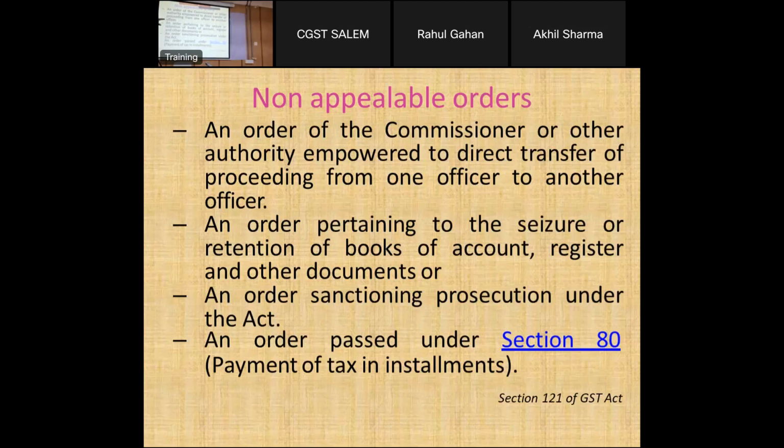Section 80 is installment. For example, there is a due from the taxpayer, and the taxpayer requests the commissioner to pay the amount in installments. He can get a maximum of 24 installments. But that amount should be an arrear. Arrears means it is a confirmed demand, and he has to pay the amount.